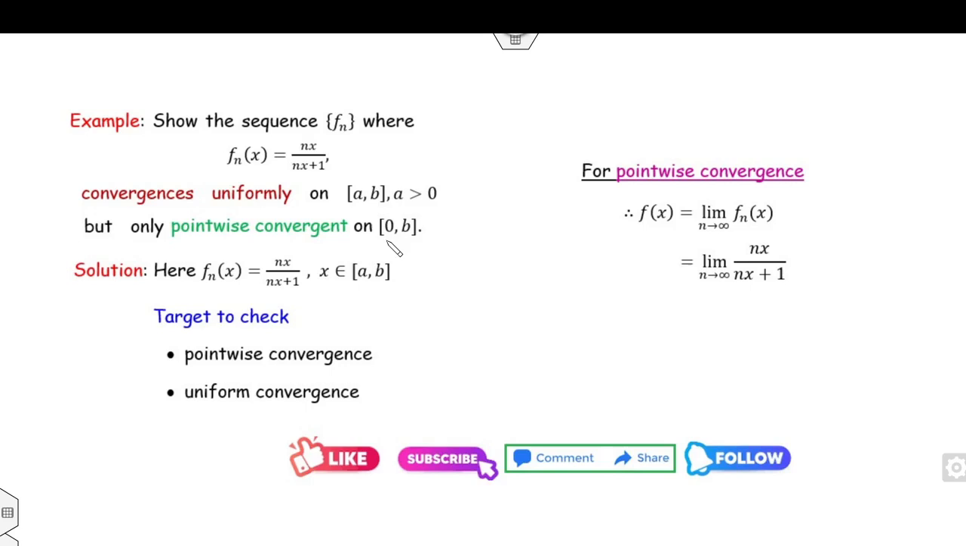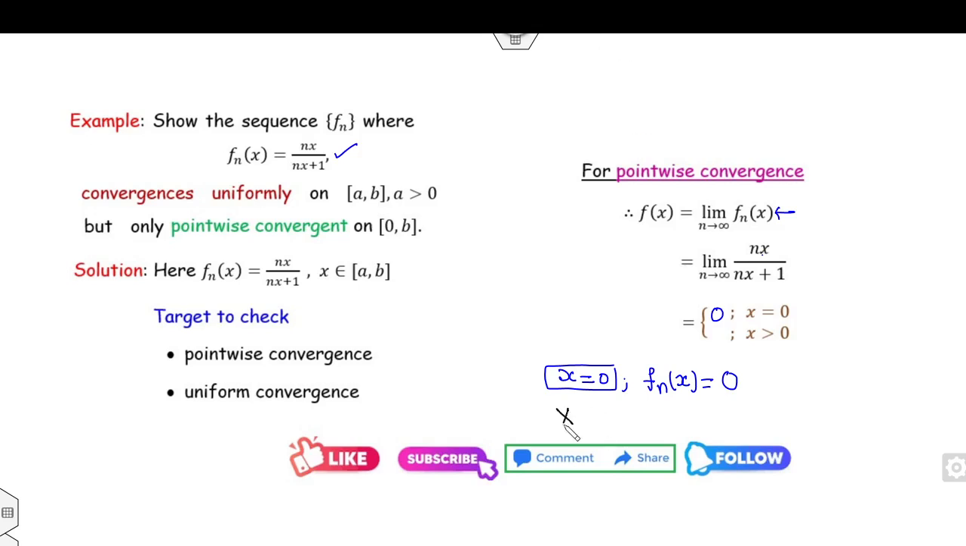Now clearly my domain is the closed interval [0, b]. So you have two cases: x is 0 or x is non-zero. Because b is positive, I can say x is greater than 0. So I take two cases, when x is 0 and when x is non-zero. Case 1: what happens if x is equal to 0? What is the value of fn(x)? It is 0, so the limit is also 0.